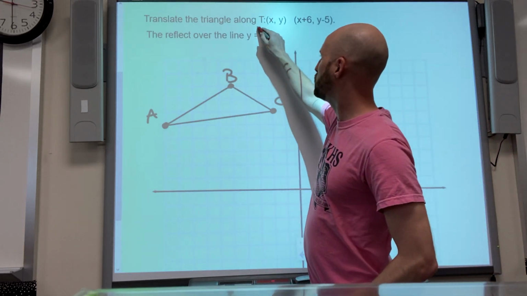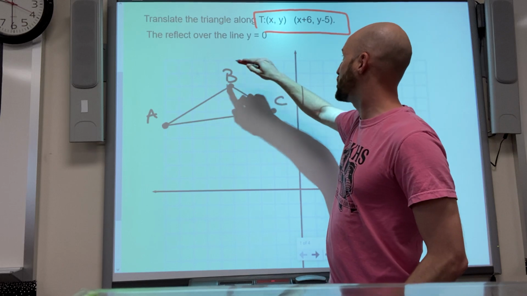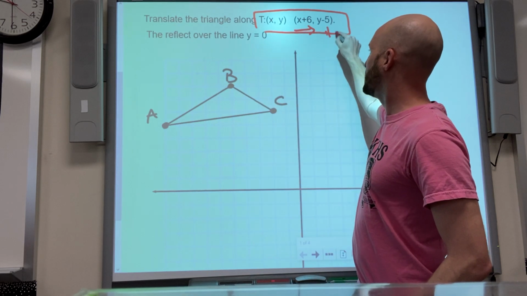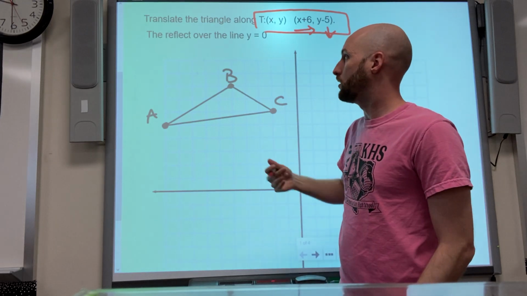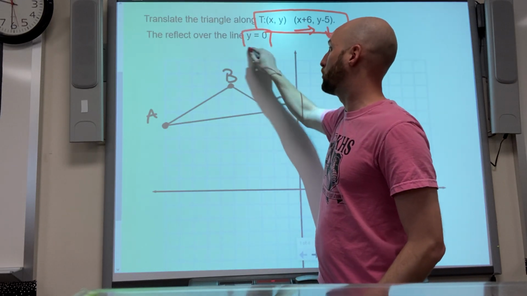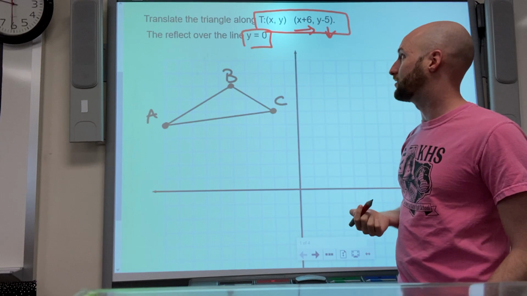So this is telling me to do a translation of the point, right 6 and down 5. And then after I am done with that, don't try to do it all at once, you're then going to reflect over the line y equals 0, and I'll talk about that in just a second.